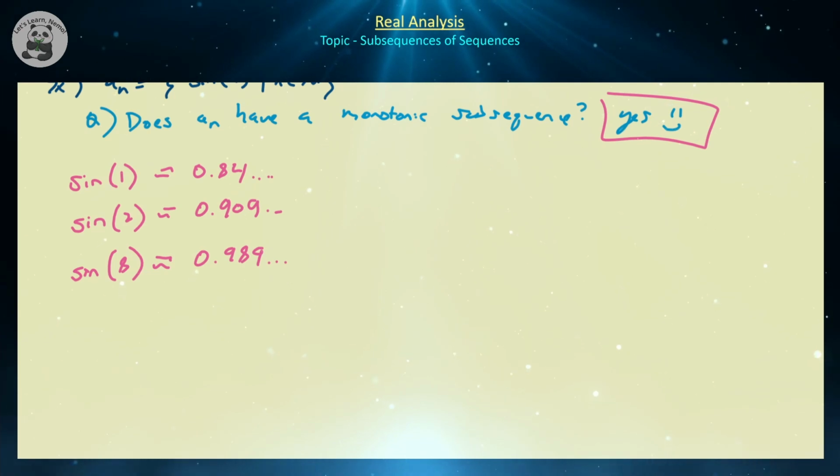And you can try sine of 9, 10, 11, 12, and 13. Those will not work. And the next value that would be greater than sine of 8 would be approximately equal to 0.9906.